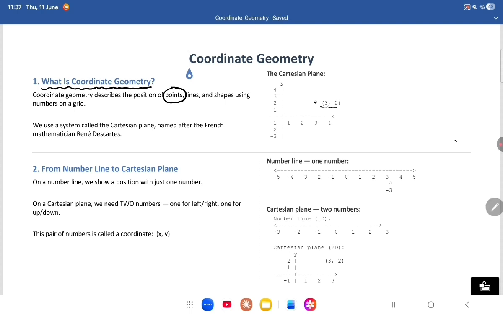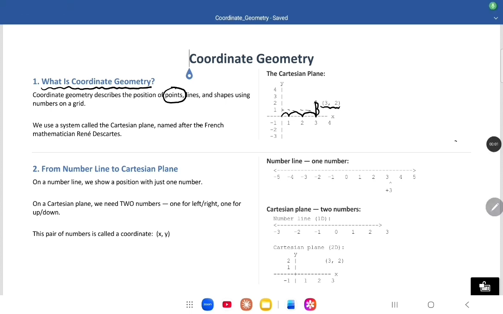And if you see this one, what is the meaning of these coordinates? Like I said, you move 3 steps across and 2 steps up, then you get 3, 2. This is the way to read a point.